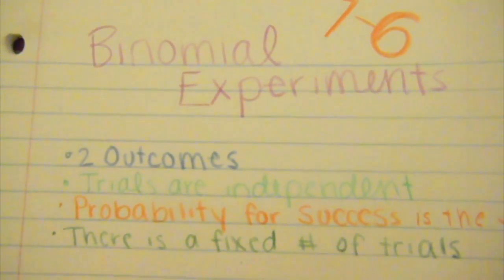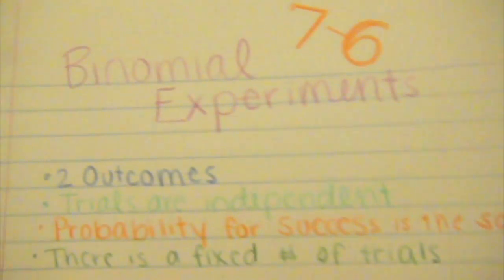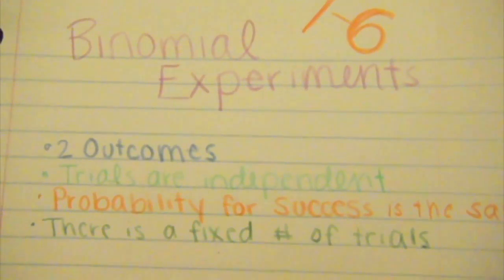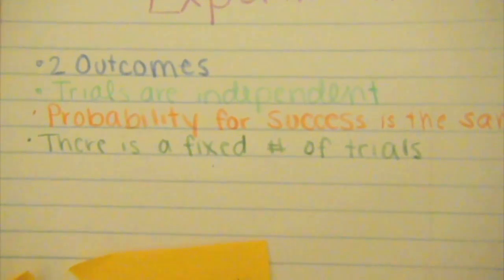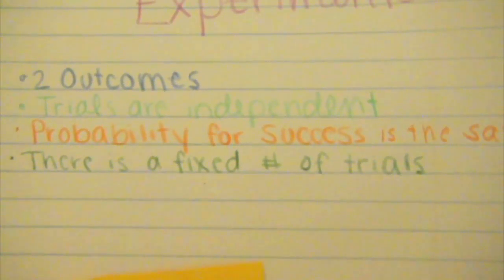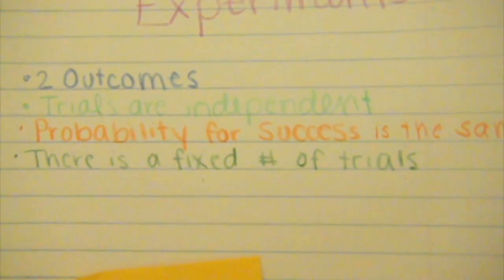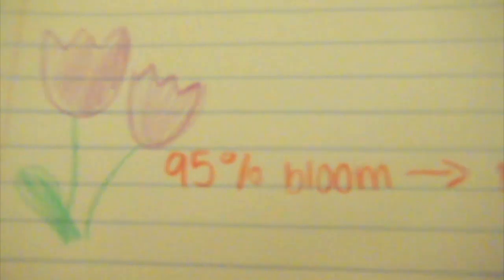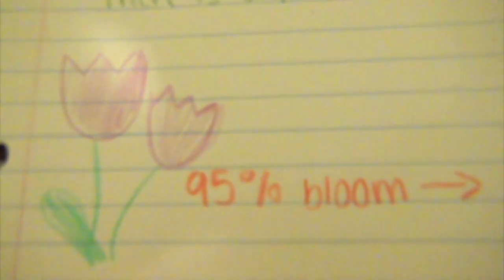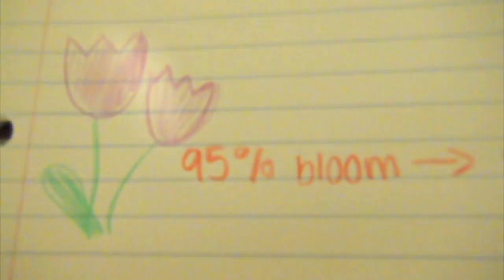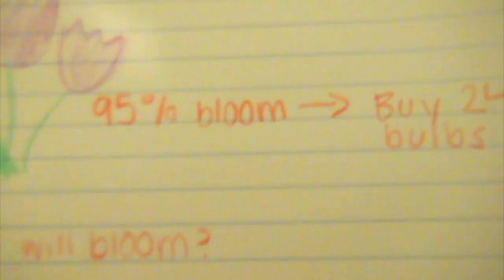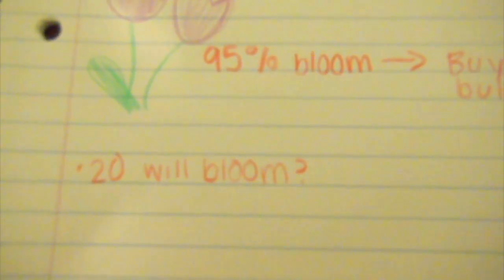In 7-6, we're learning about binomial experiments. Binomial experiments have 4 properties: they all have 2 outcomes, trials are independent, the probability of success is the same for each trial, and there is a fixed number of trials. An example of a binomial experiment would be if you went to a garden shop and the florist assures you that a certain brand of tulips will bloom 95% of the time, and you bought 24 of these bulbs. To find out the probability that 20 will bloom, you're going to use a binomial experiment.